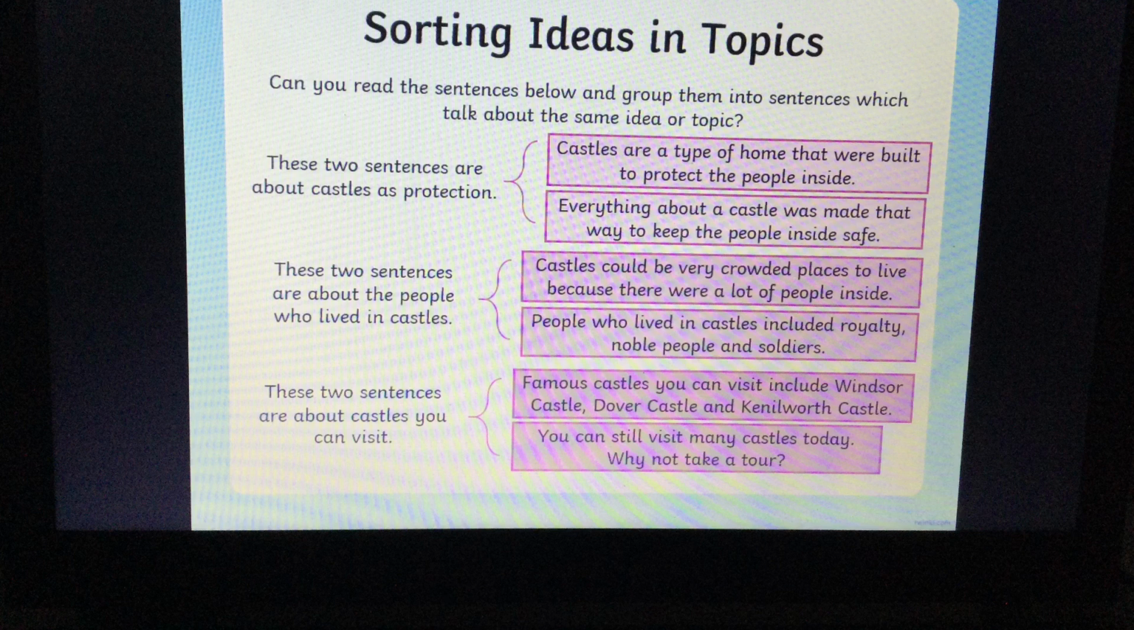Famous castles you can visit include Windsor Castle, Dover Castle and Kenilworth Castle. You can still visit many castles today. Why not take a tour? These two sentences can be put together in a paragraph because they're both about castles you can visit.